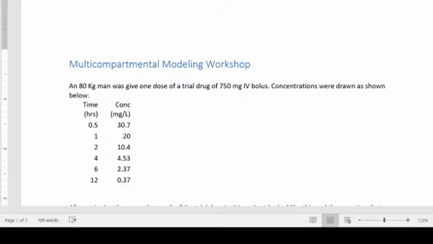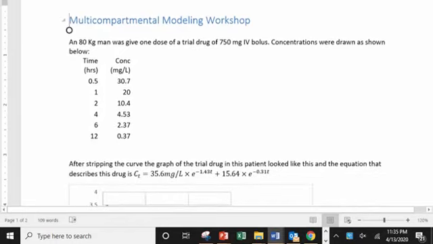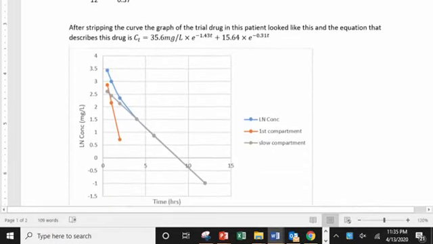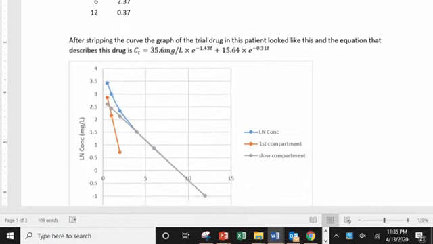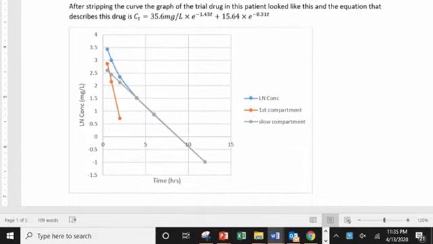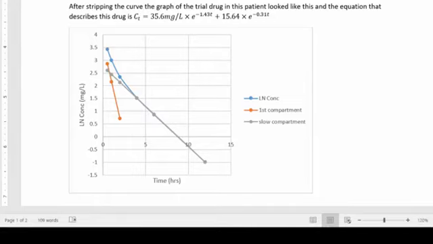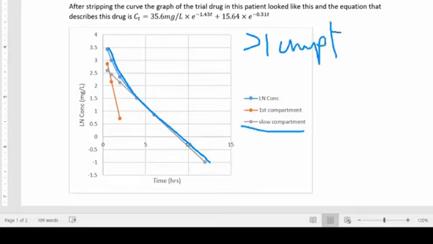If we plot all of those numbers, first you have to take the natural log of them, or you can plot them on a log linear scale. This is the resulting graph. The initial line looked like this, which was not straight. Therefore, we knew we had more than one compartment. So when we stripped it, this is what we got. The gray one is what we got for our slow compartment. We followed along here for as long as we could, and then we get a slow compartment.